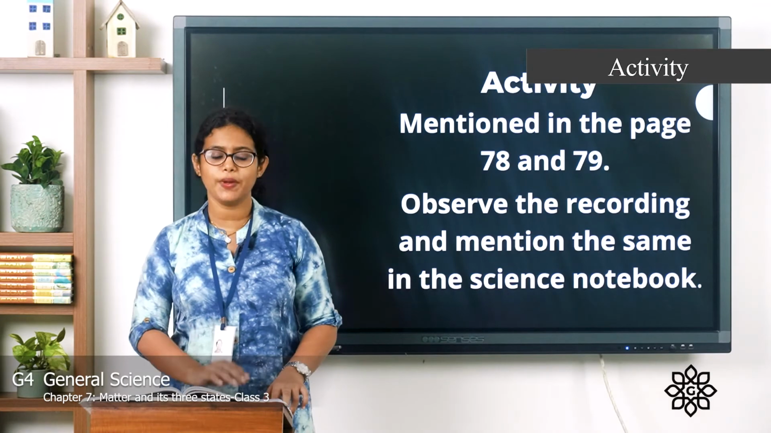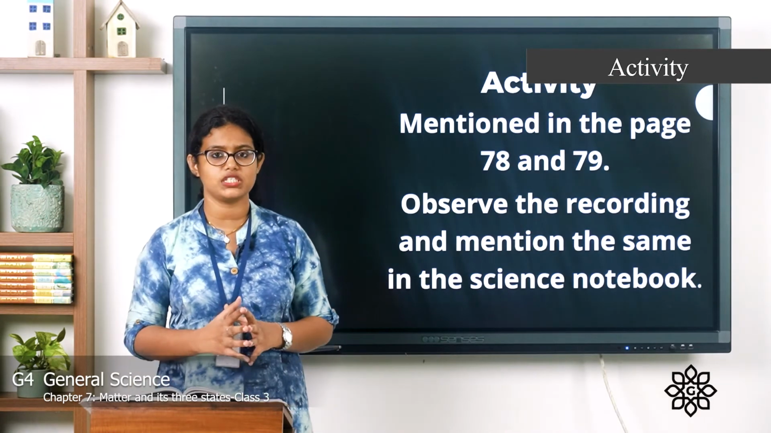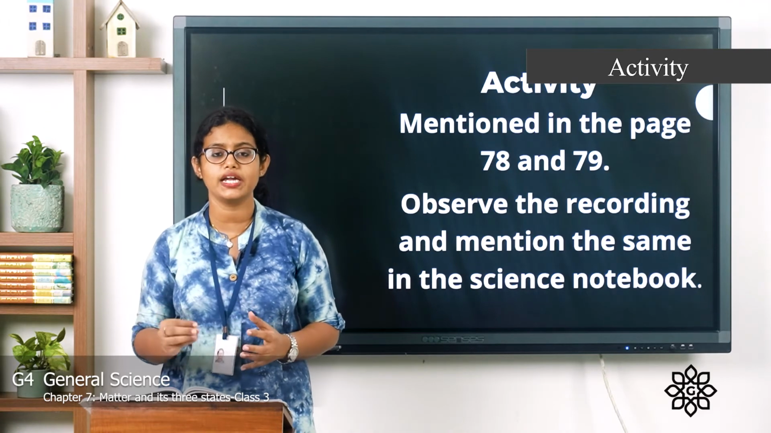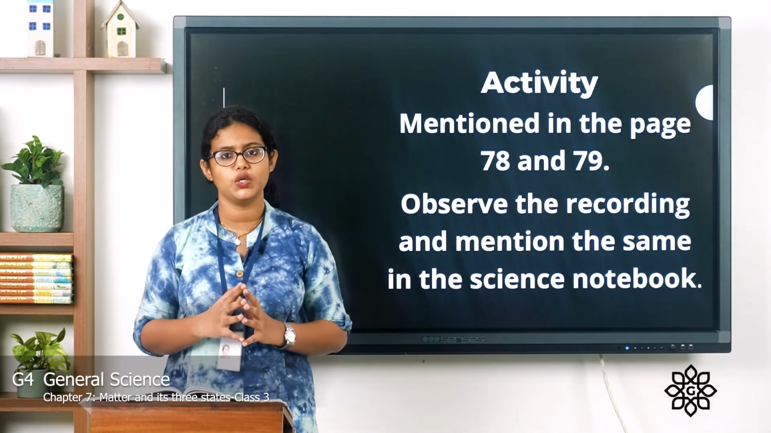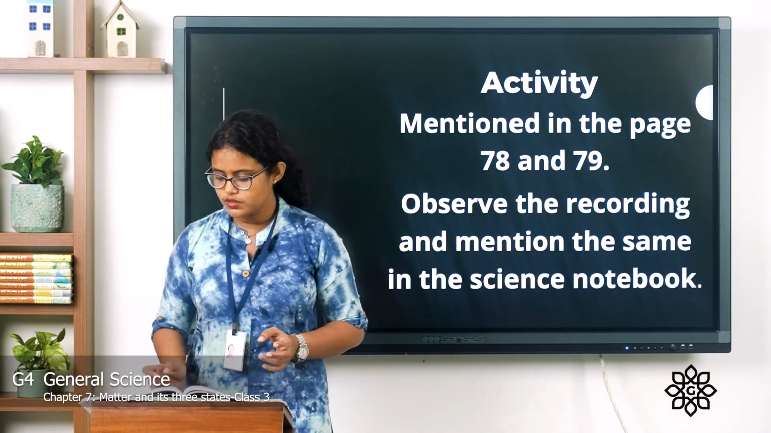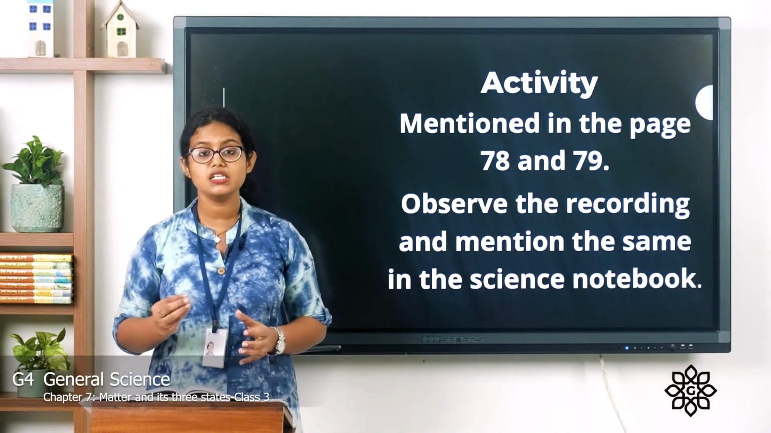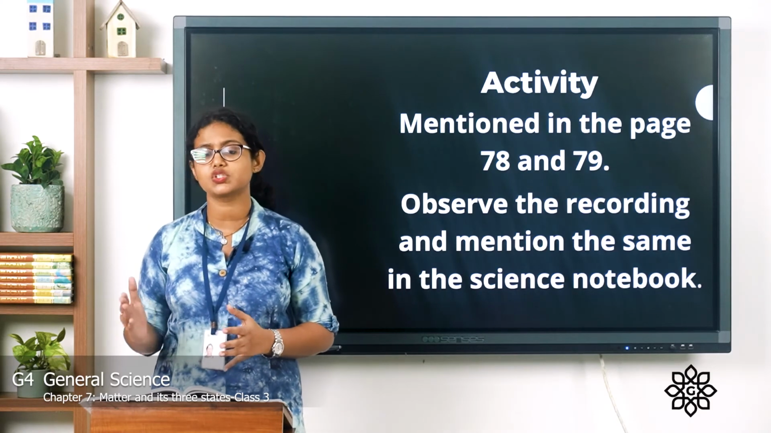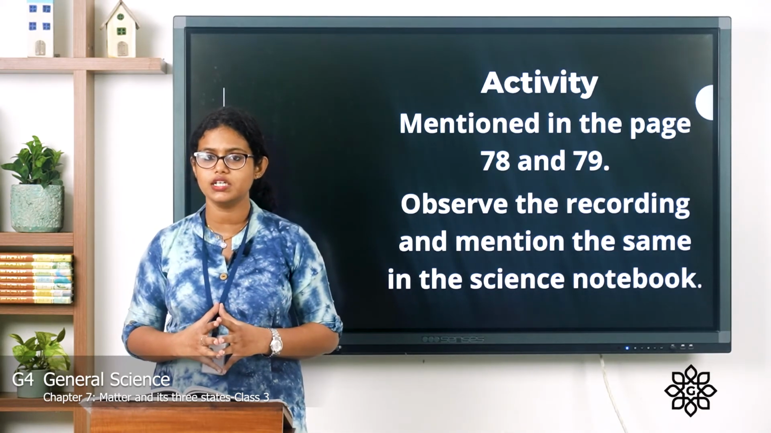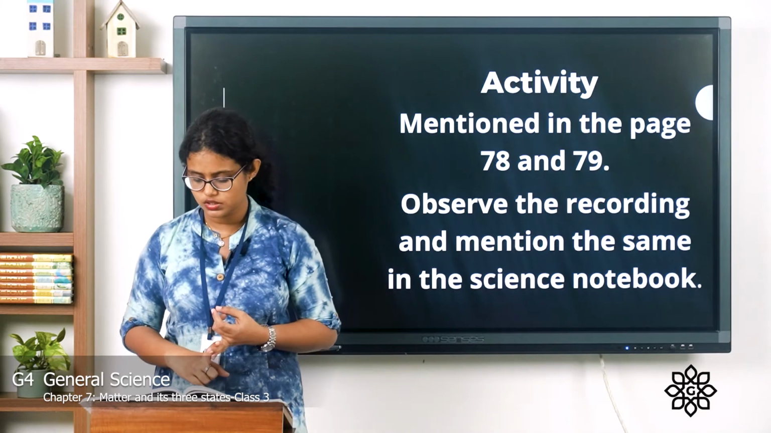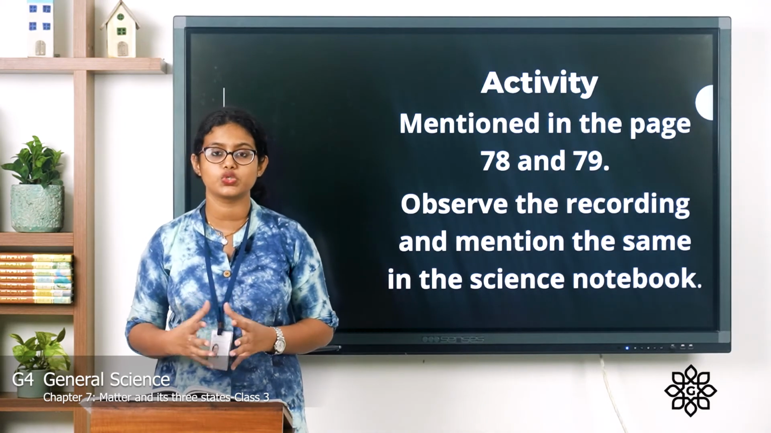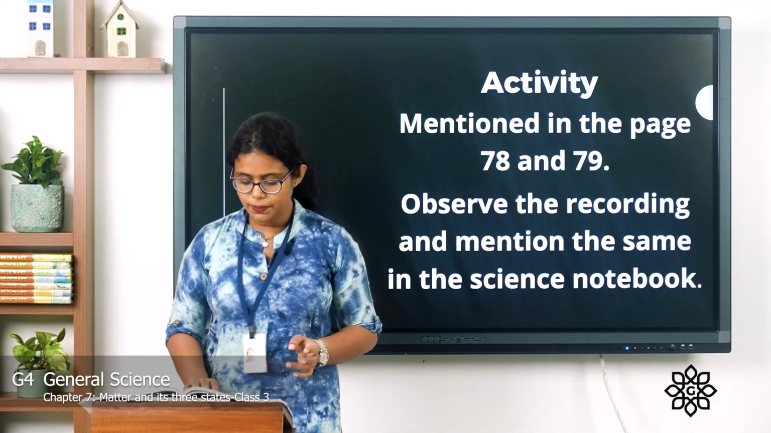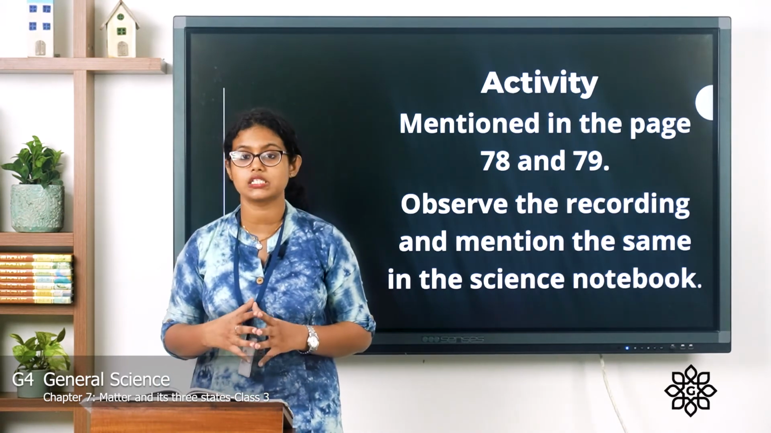Now, on page number 78 and 79, there are 2 activities. You have to observe them and write down your findings in your notebook. Then there are 2 questions given. In a solution of salt, sugar and water, dash and dash are solutes. Which are the solutes here? Sugar and salt. And dash is the solvent. Which is the solvent here? It is water.